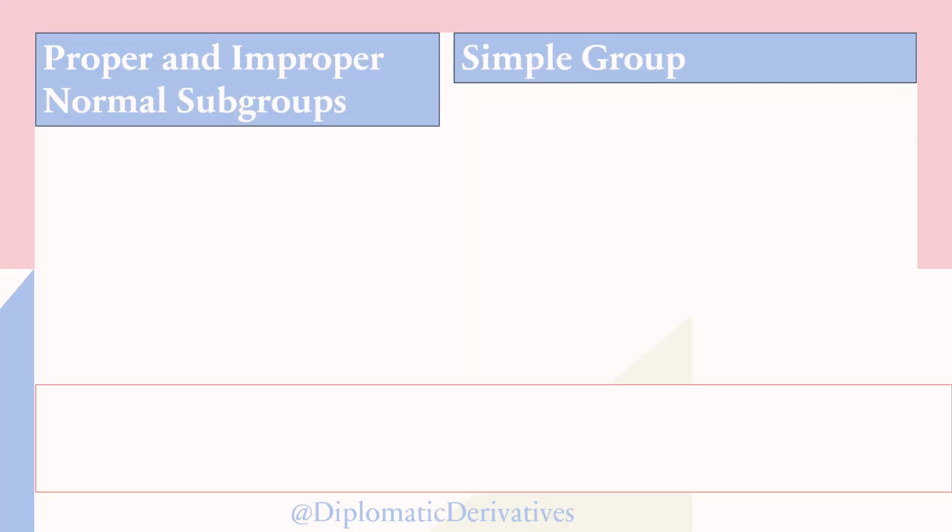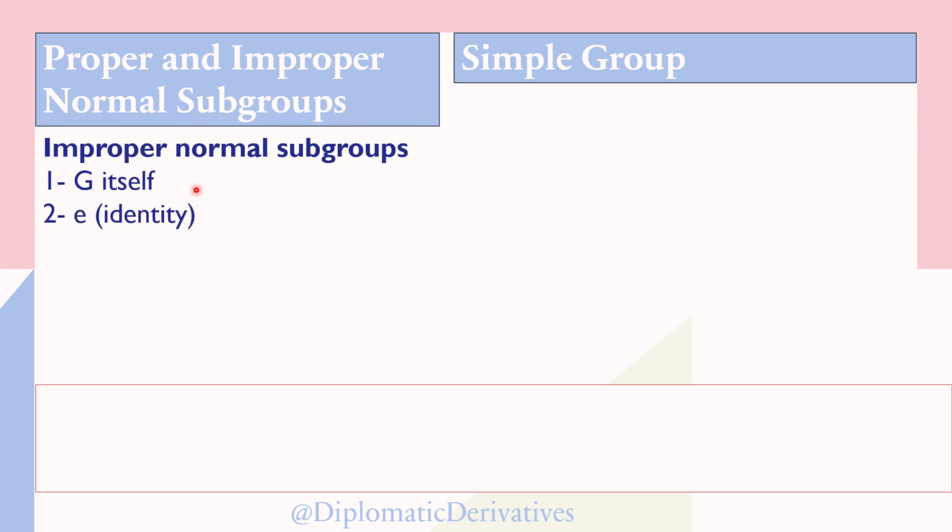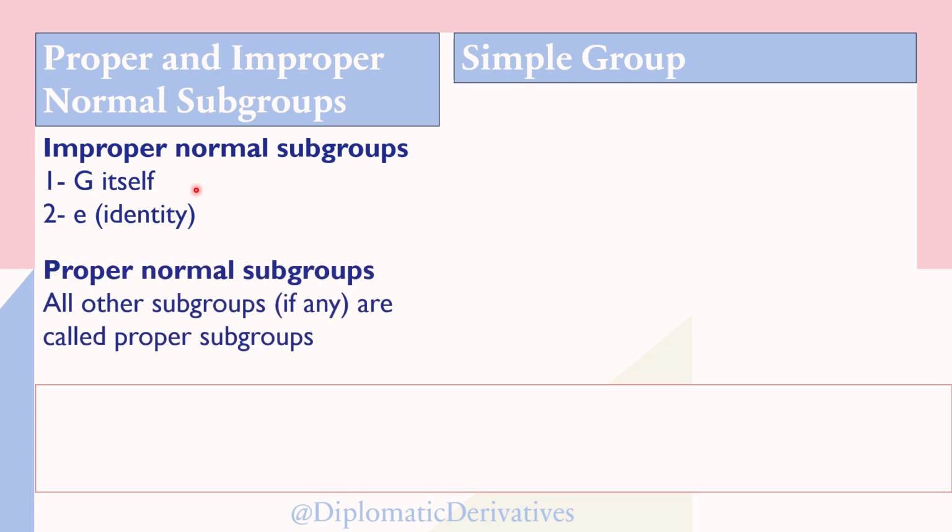Now, important definitions here: proper and improper normal subgroups. When we talk about improper normal subgroups, G itself is an improper normal subgroup of G, and a subgroup containing only the identity is also an improper normal subgroup of G. All the other subgroups are known as proper normal subgroups, except G and the identity. If any group has more subgroups, all those will be proper normal subgroups if they are normal subgroups, okay?